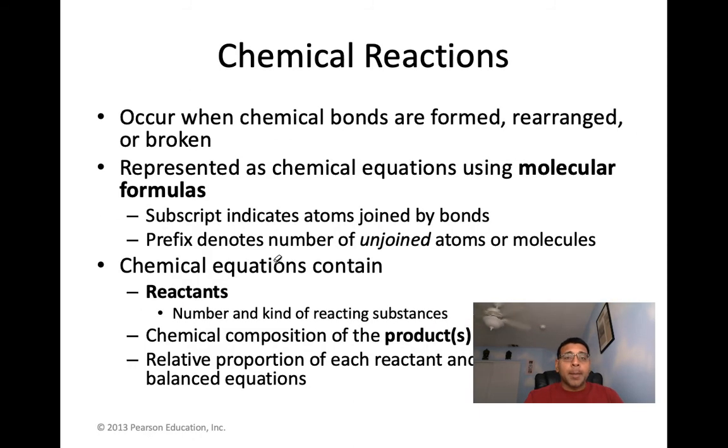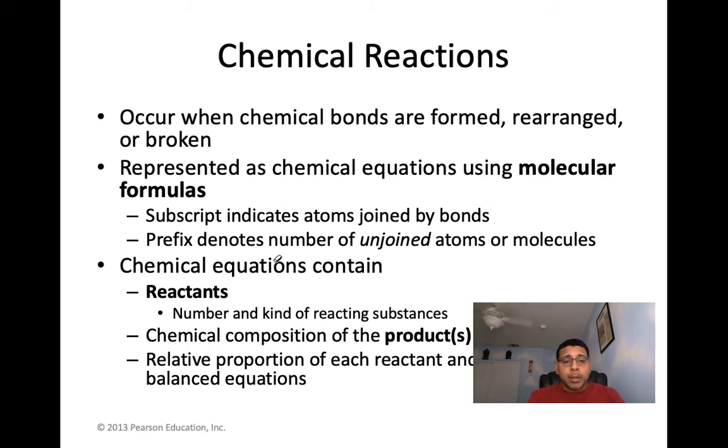Let's talk then chemical reactions. Chemical reactions occur whenever chemical bonds are formed, rearranged, or broken. Chemical equations, I want you to know about, are the symbolic ways of writing a chemical reaction. A chemical equation is like a sentence describing what happens in a reaction.